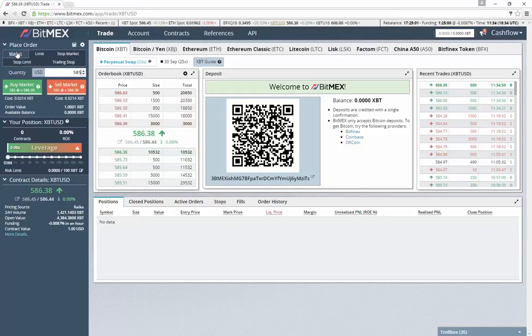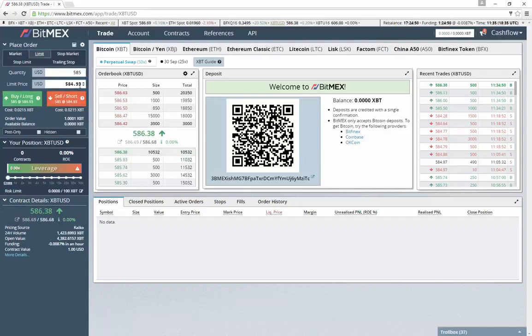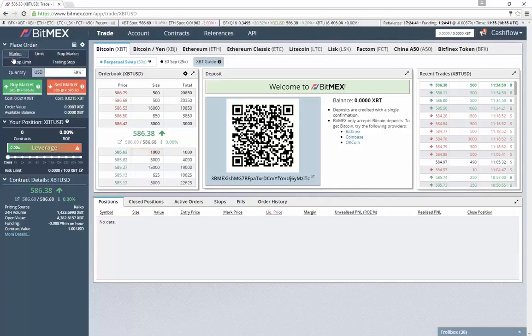You have all the other features as other exchanges, such as placing a market order, which will just execute your price at the best market price. Limit order, which will execute at the price that you set, and then you can set stops, stop limit, stop market, and trailing stops. So it gives you all those features similar to other exchanges.